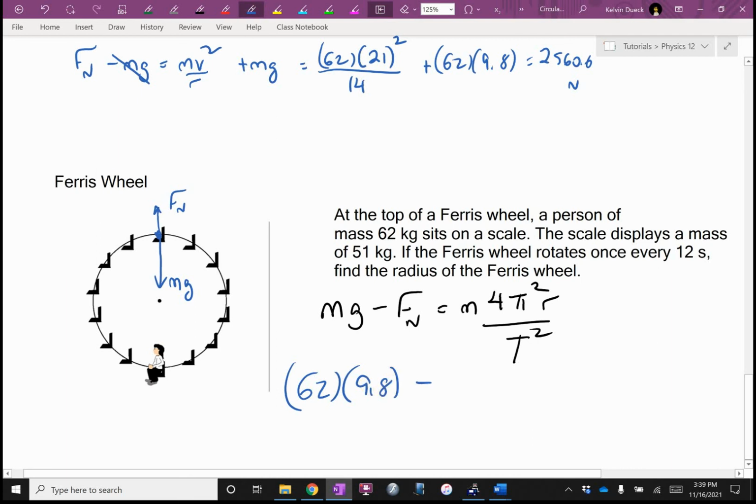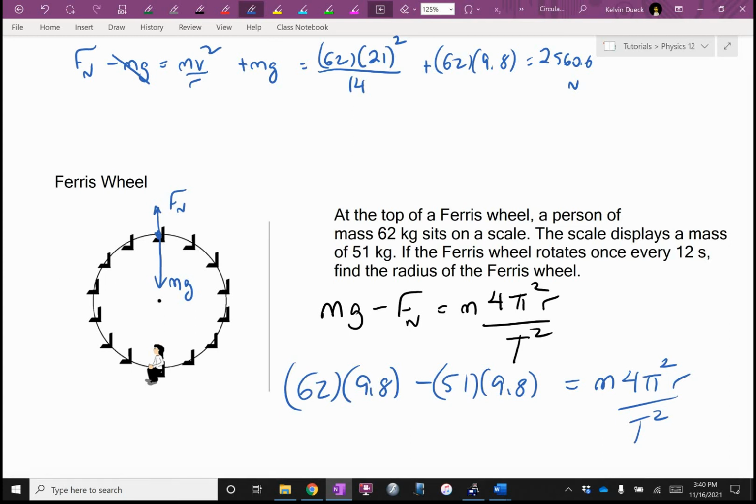What's the normal force? Well, first of all, what does a scale measure? What did the scale read here? Is that a force? What are the units next to that 51? How do I convert a force back to newtons? Okay, so it's going to be minus 51 times 9.8. That equals m 4 pi squared r over t squared.